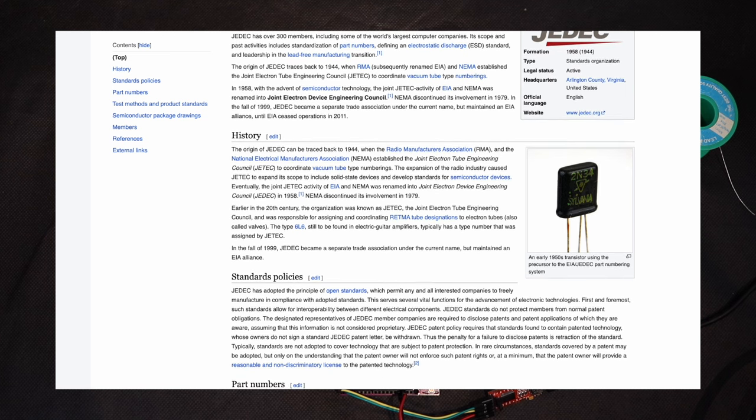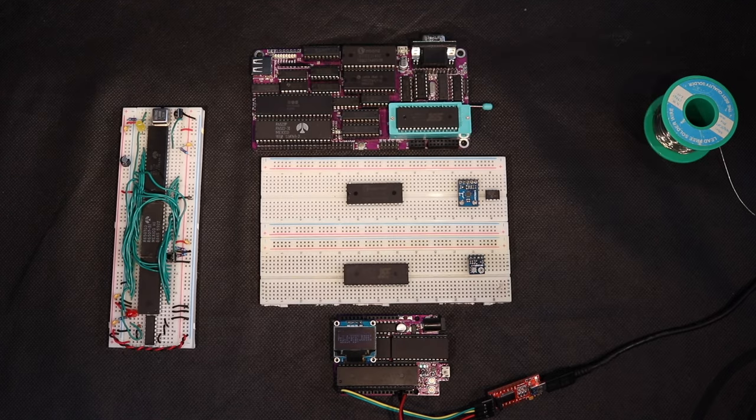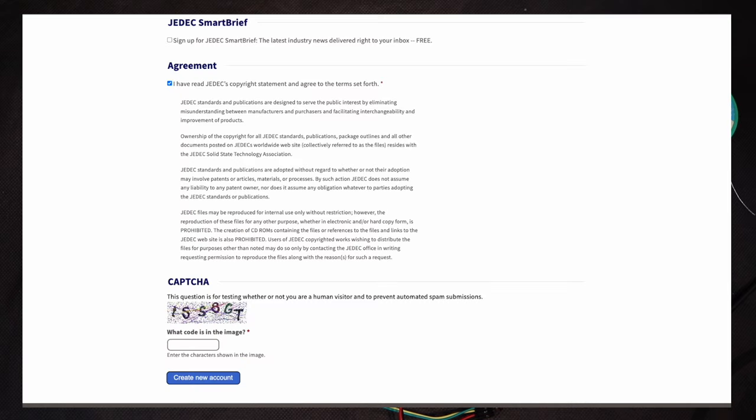That's not a dyslexic acronym, but because they used to be the Joint Electron Device Engineering Council. And the device part came about when tubes stopped being a thing. Either way, they are the standards organization responsible for creating open standards that make things easier for us. In their own words, on their sign-up terms of service, JEDEC standards and publications are designed to serve the public interest by eliminating misunderstanding between manufacturers and purchasers and facilitating interchangeability and improvement of products.